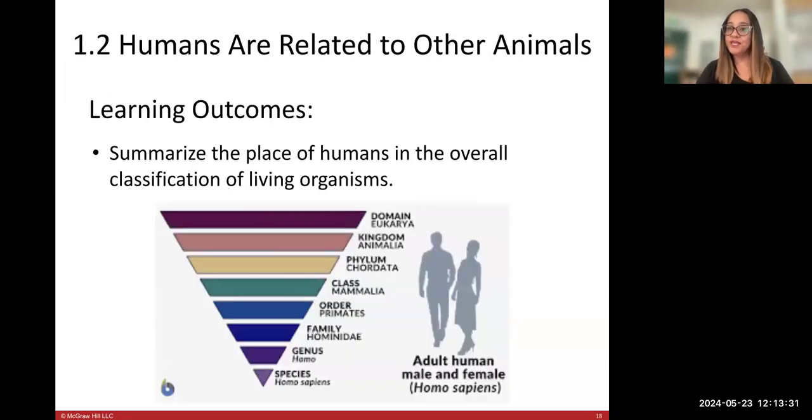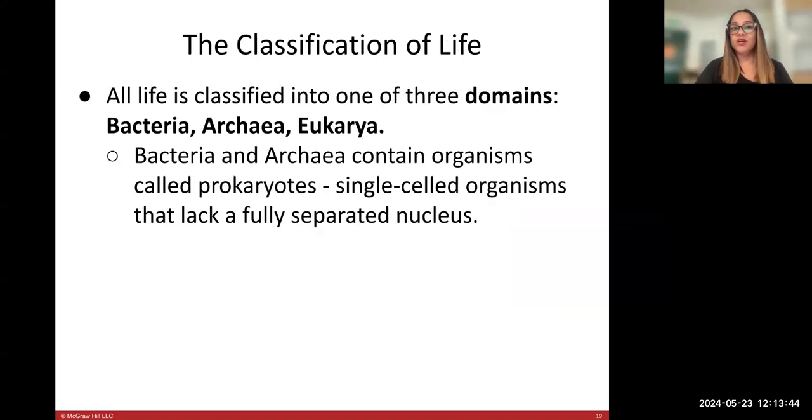Next section, humans are related to other animals. So we're going to summarize the place of humans in the overall classification of living organisms. This whole branch of biology is called taxonomy, the naming of things. All life is classified into one of three domains: bacteria, archaea, and eukarya. Bacteria and archaea contain organisms called prokaryotes. These are single-celled organisms that lack a fully separated nucleus.